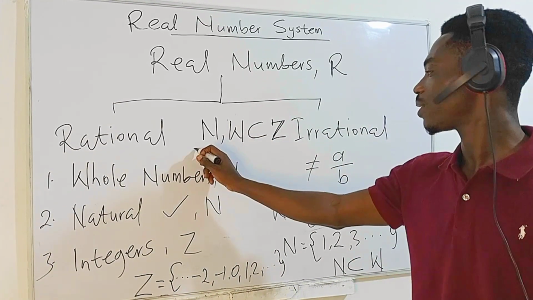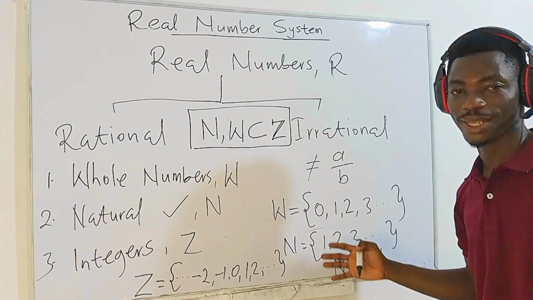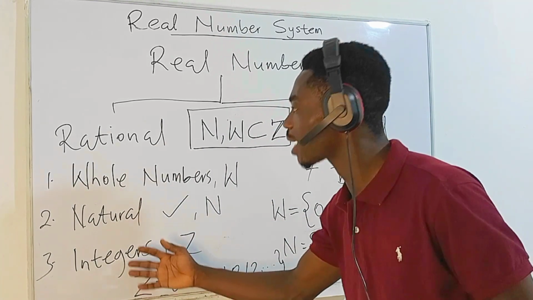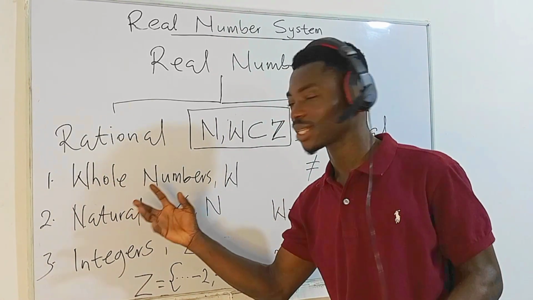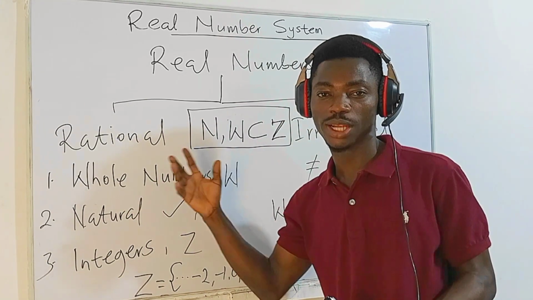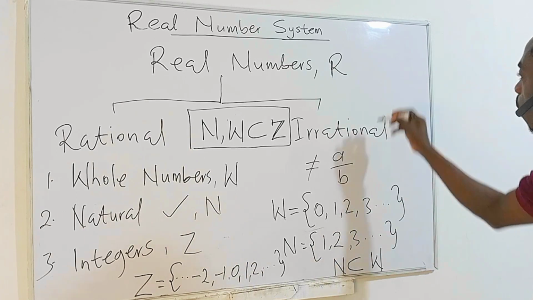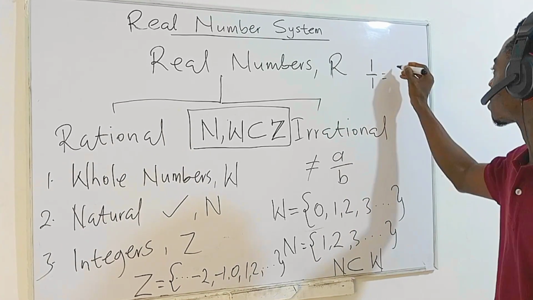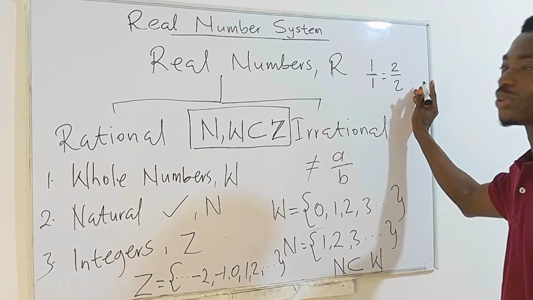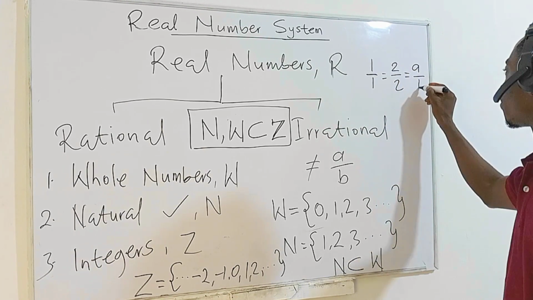So we also have this statement that holds for these three sets. All these are numbers that can be found under rational, and we are saying that rational numbers can be expressed in the form of a fraction. So let's take a look at this number right here. Let's say we have this one. 1 is the same as 1 over 1. We can also express that as 2 over 2, okay? And still we can see that it is of the form A over B.